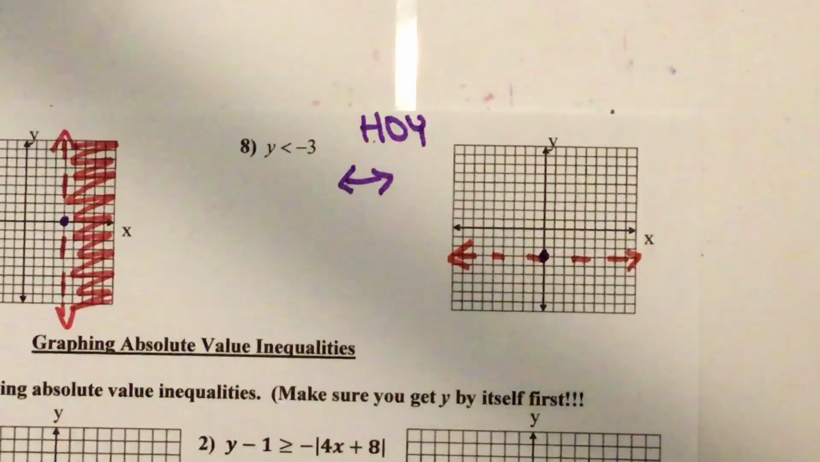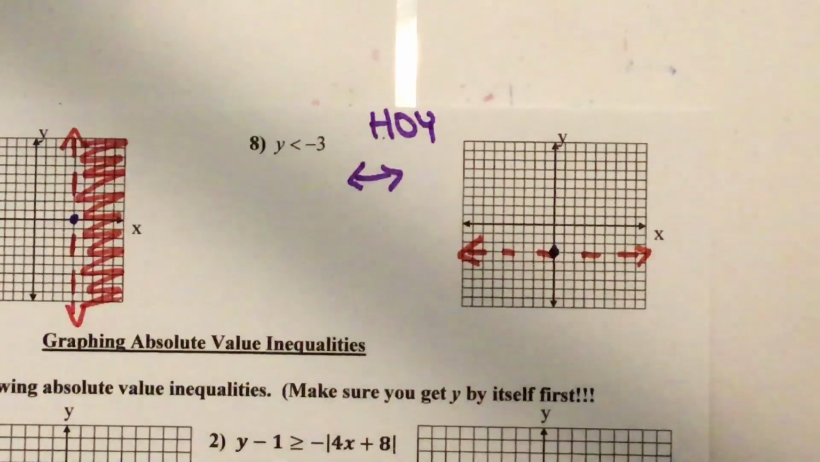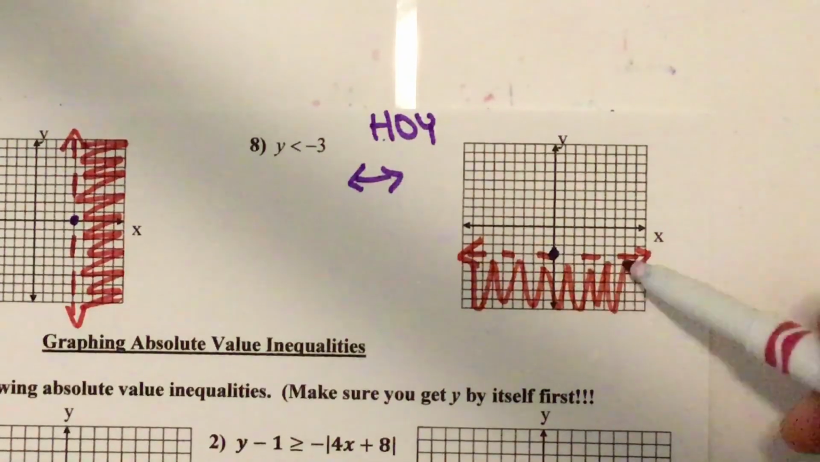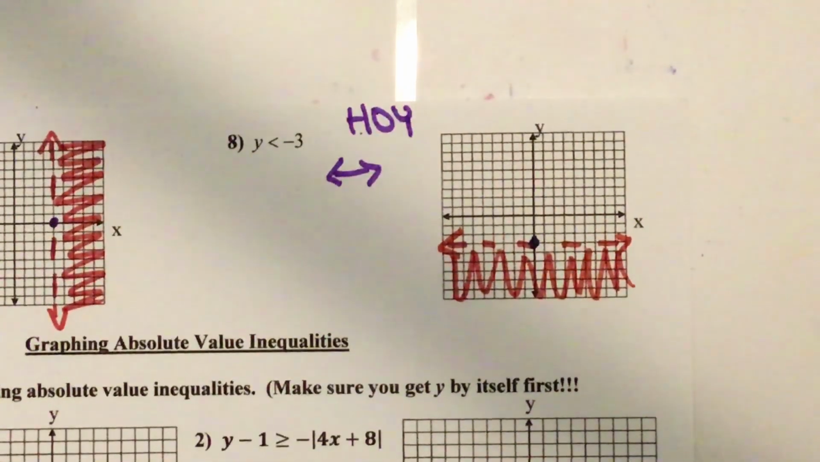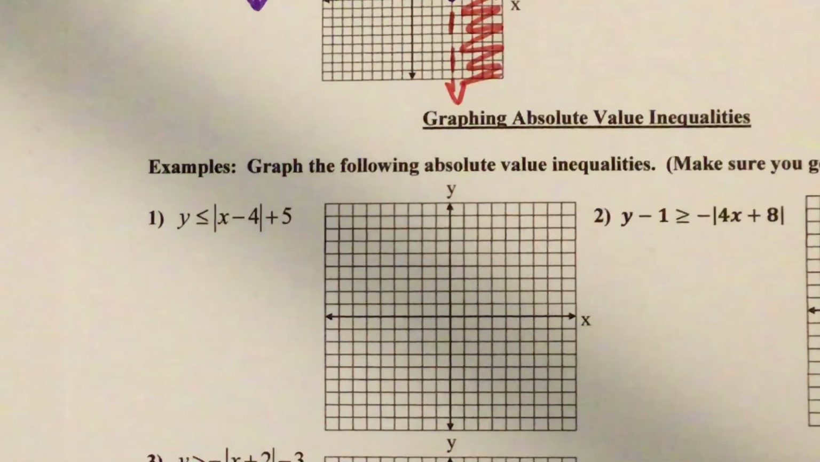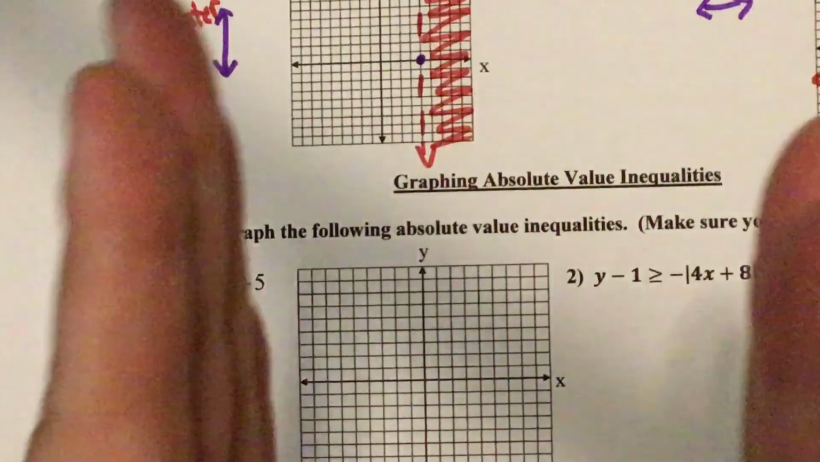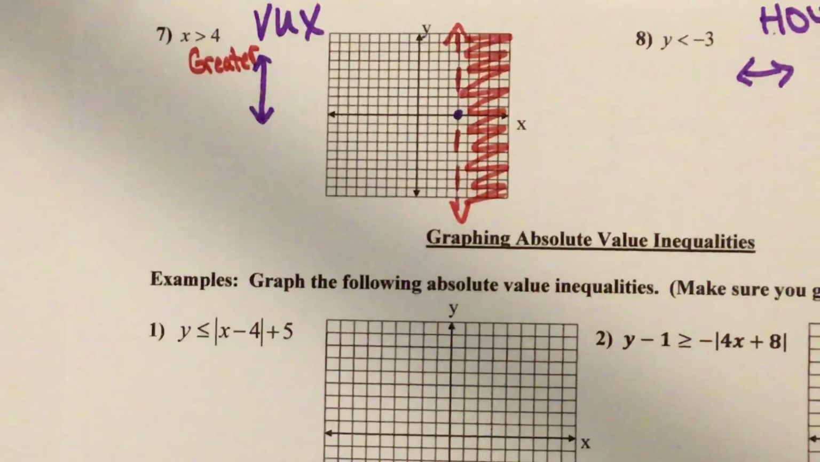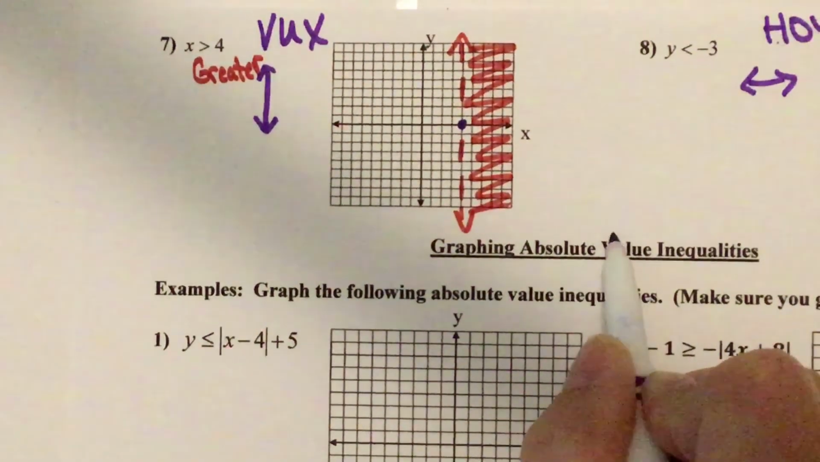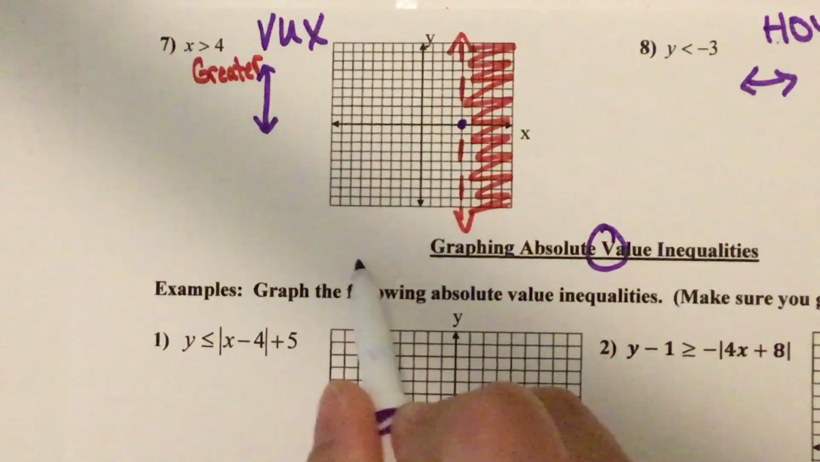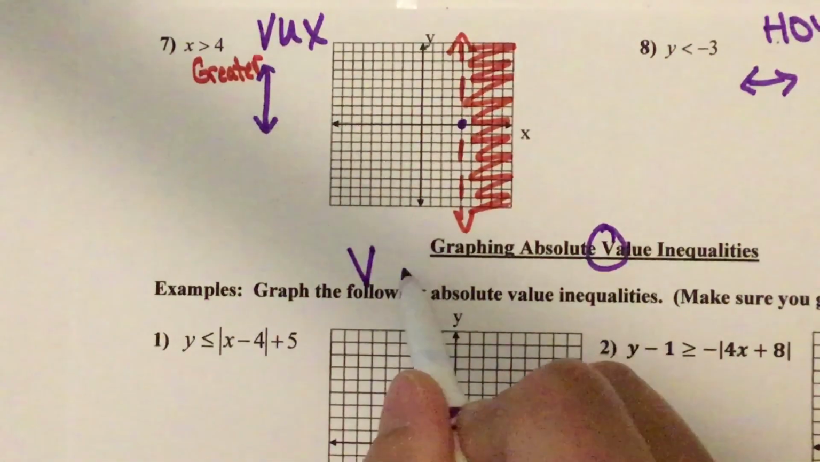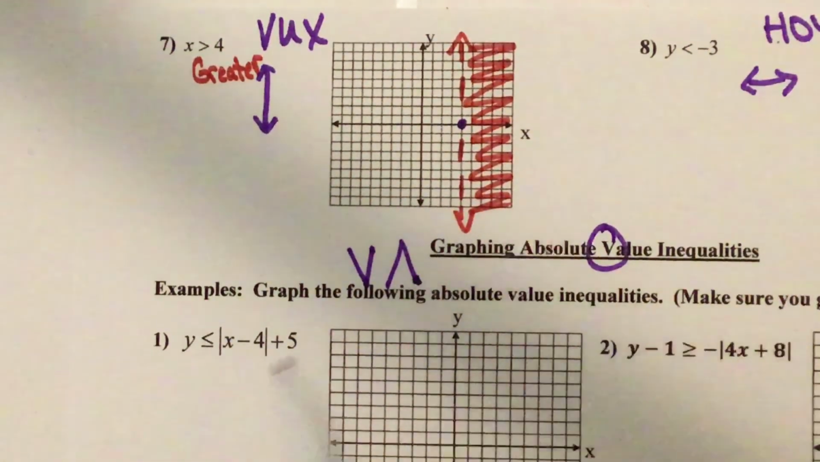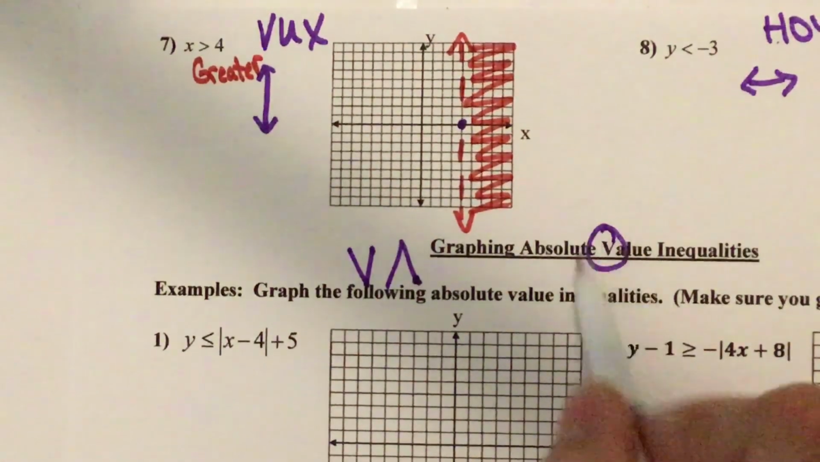Now I can go back to shade above, shade below. So less than, we shade below. Okay, so all of those were all linear. They were diagonal lines, horizontal lines, or vertical lines. But what do you notice about these guys? See the absolute value bars? If you see absolute value, they are going to be V-shaped graphs. So down here, they're all going to be V-shaped, either opening up or opening down. So anytime you see the absolute value bars, they're going to be V-shaped.